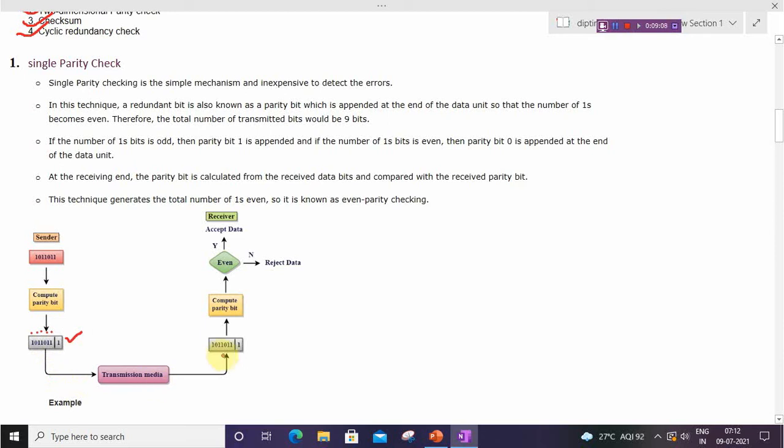Here at the receiver side, it again computes the parity bit. Here the number of 1s will be again 5 and it will generate the parity bit 1. Then if the number of 1s is even, then accept the data. If the number of 1s is not even, then reject the data. Okay. If the number of 1s is even, then accept the data. And if the number of 1s is not even, then reject the data. This is all about your single parity check.